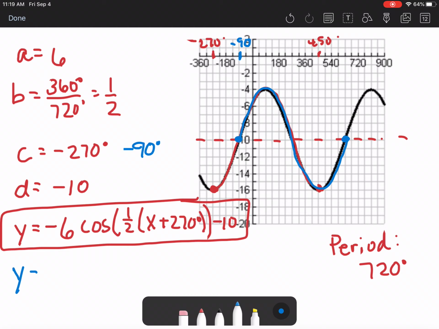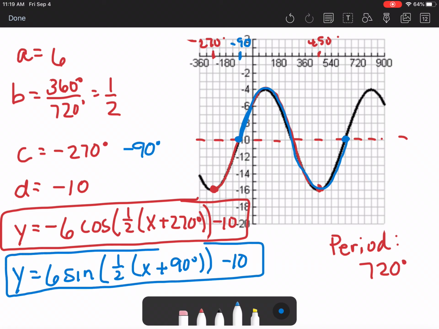So I can go and write a sine equation and say this one, we're starting at the midline and going up. So it's going to be a positive 6 times the sine of 1/2 times x, do the opposite, so plus 90 degrees, and then minus 10. Okay, so there's where we can write sine and cosine from the same graph.